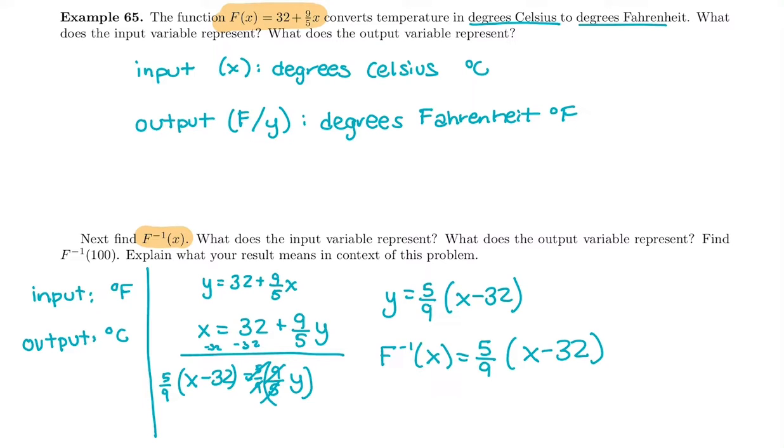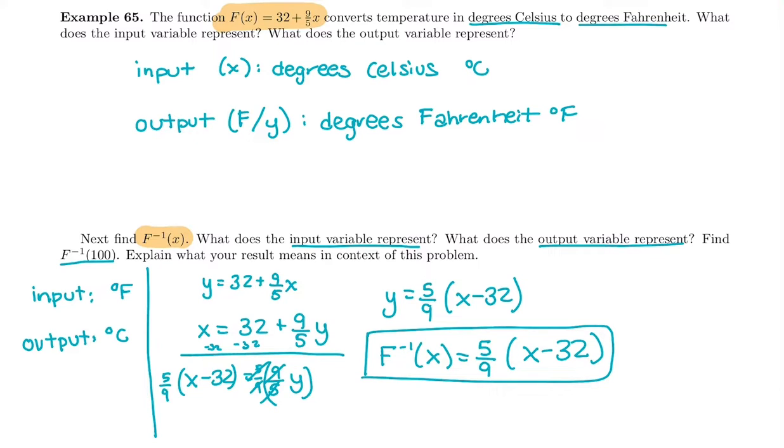So this is my inverse function. I can go from Fahrenheit to Celsius. And we already figured out the input is now Fahrenheit, the output is Celsius, and we want to plug in this F inverse of 100.